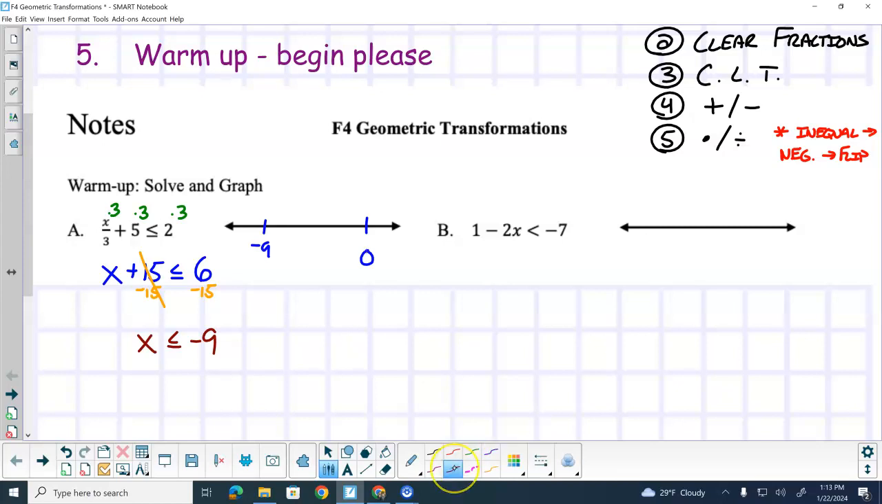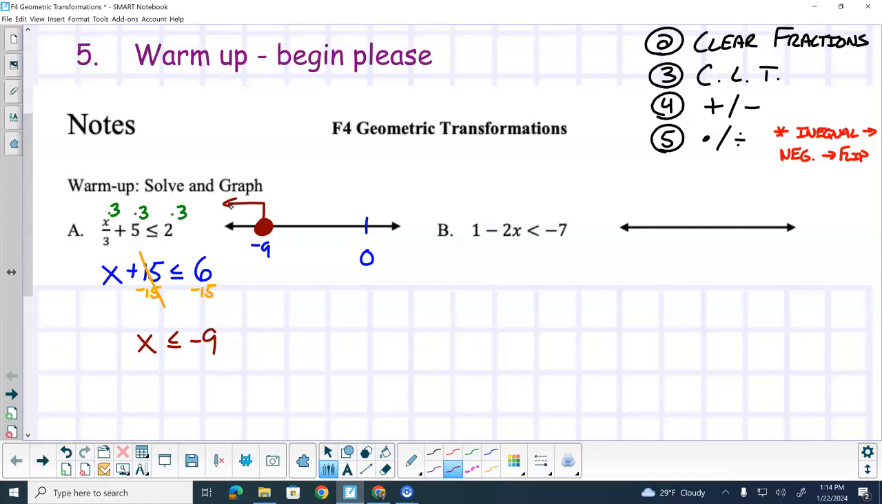Open or closed dot? Closed, because it's got an equals part. Arrow going left or arrow going right? What is this saying? All numbers smaller than negative 9, right? Where do we find smaller numbers on our number line? To the left. Up and out, like that. Okay?